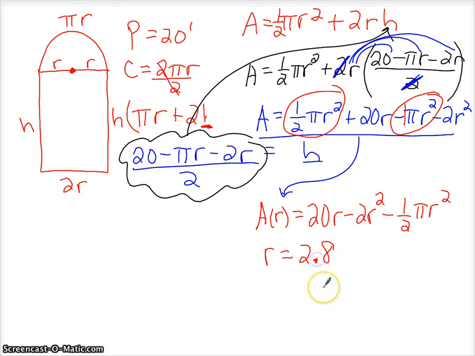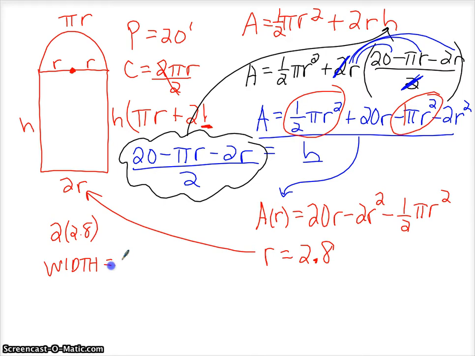Now the question is asking, what are the dimensions? The final question we have to answer, what are the dimensions that will admit the most light? So they want the width and height of the window. Well, r is 2.8, and we can see the dimension over here is 2r. So we're going to do 2 times 2.8. So the width of the window will actually be 5.6 feet.